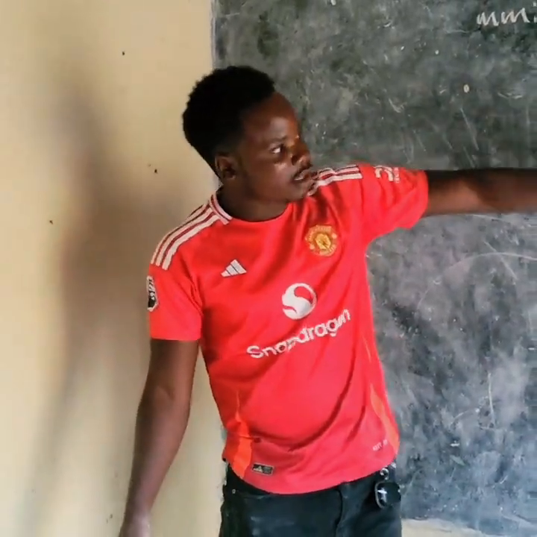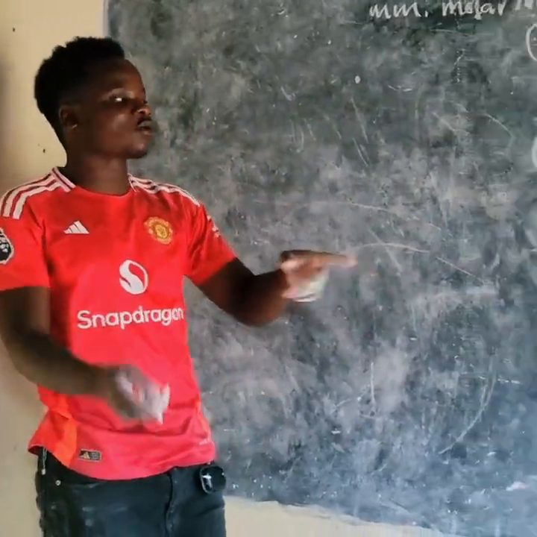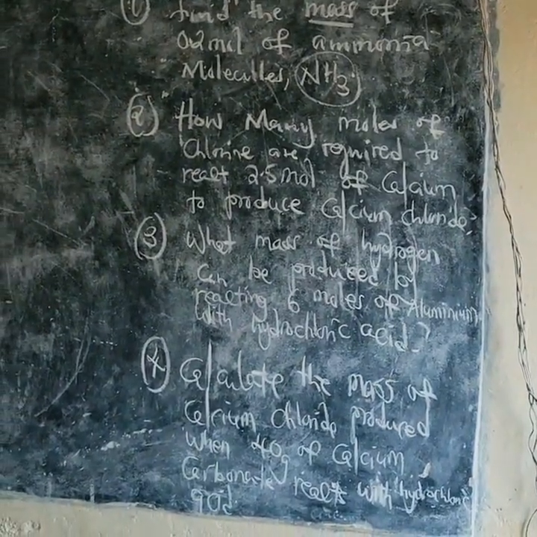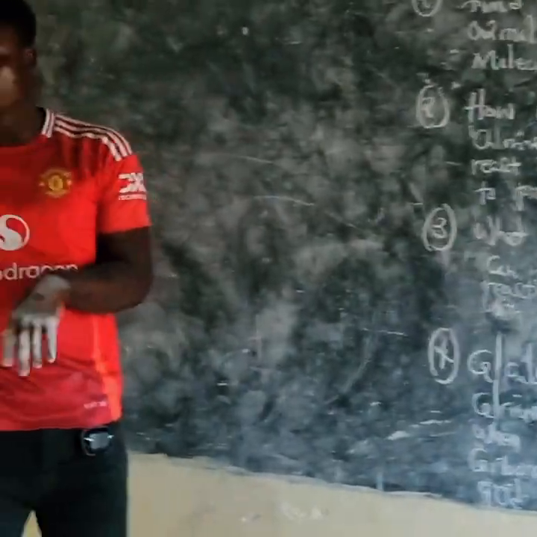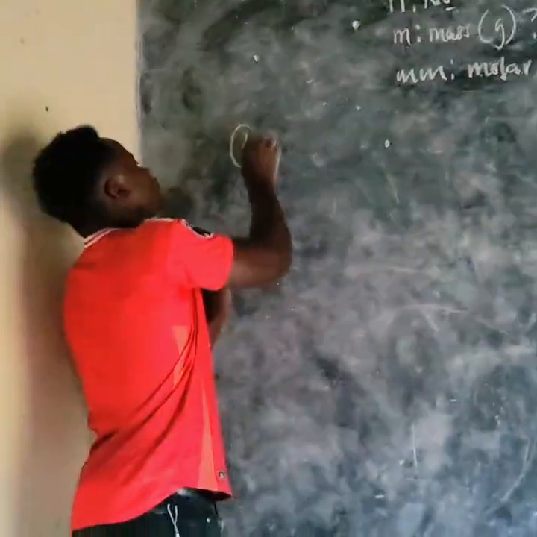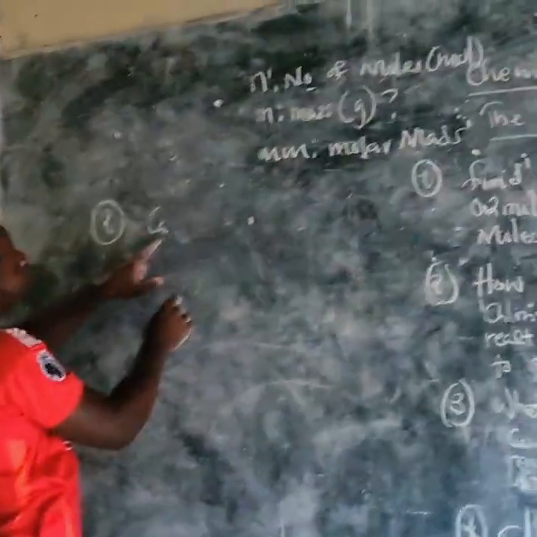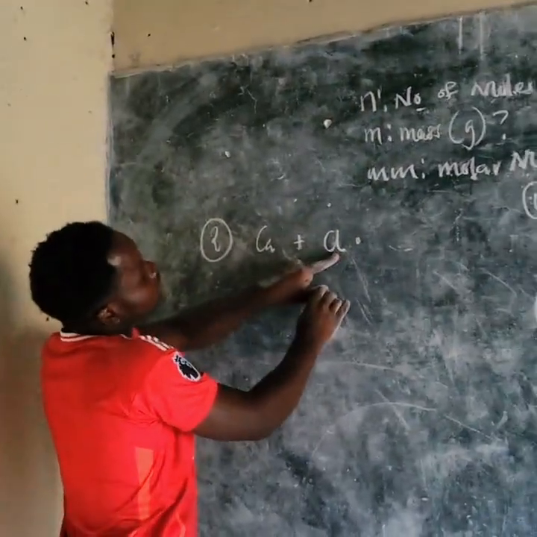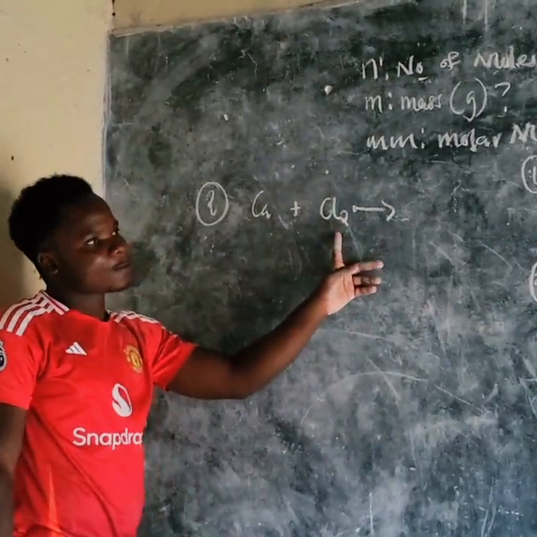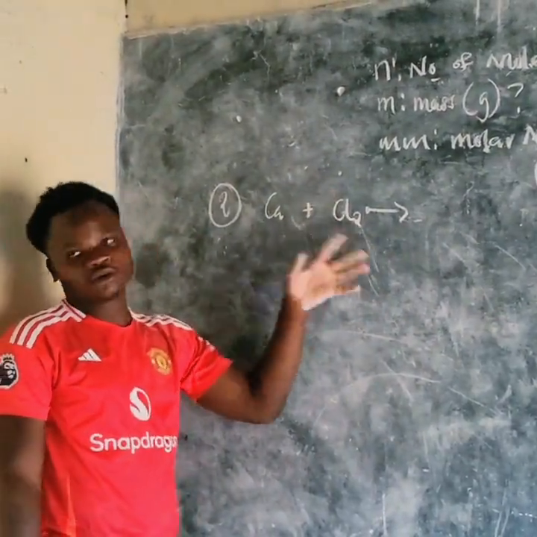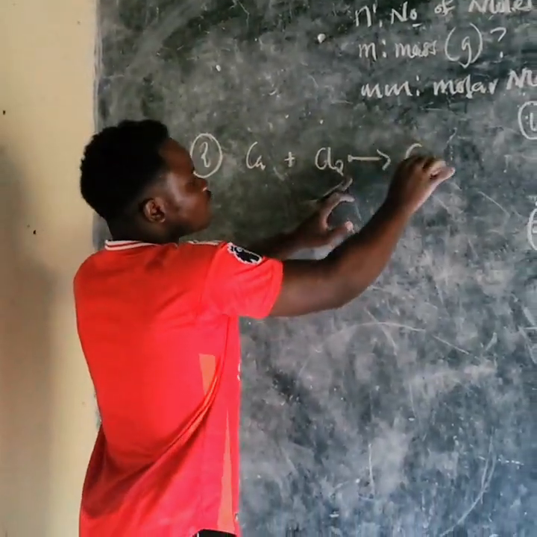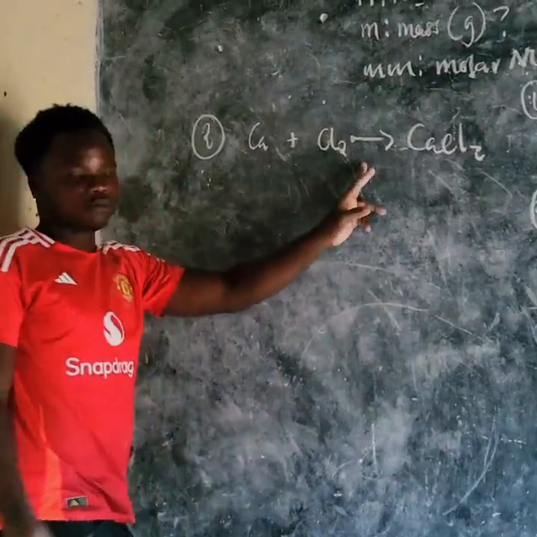It is straightforward. But this one is talking about how many moles of chlorine are required to react with calcium. So we have to react calcium with what? Chlorine. So we write the equation: calcium, Ca, reacting with chlorine. Don't forget that chlorine is diatomic, so it is Cl2. Calcium plus chlorine gives calcium chloride.